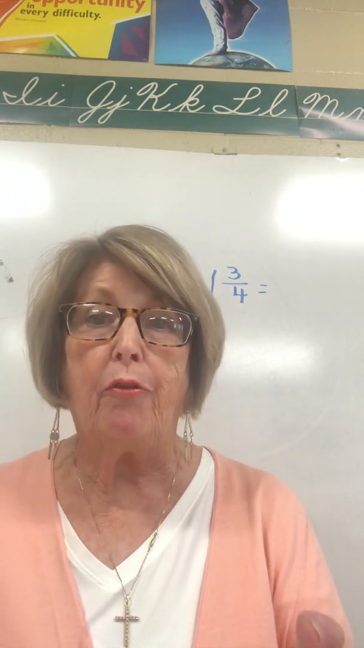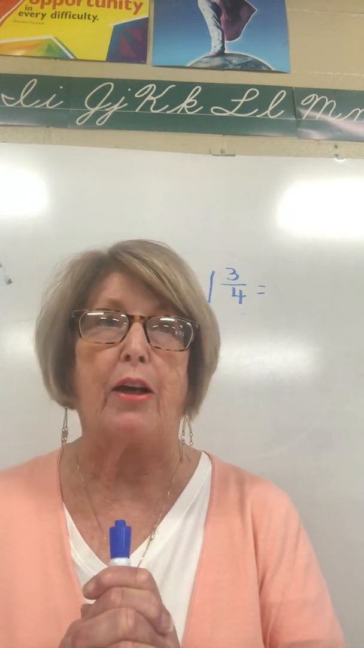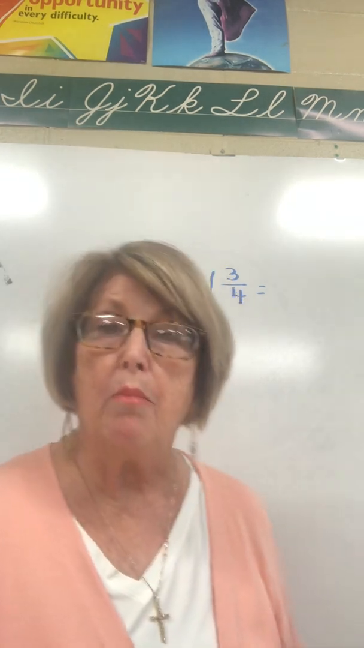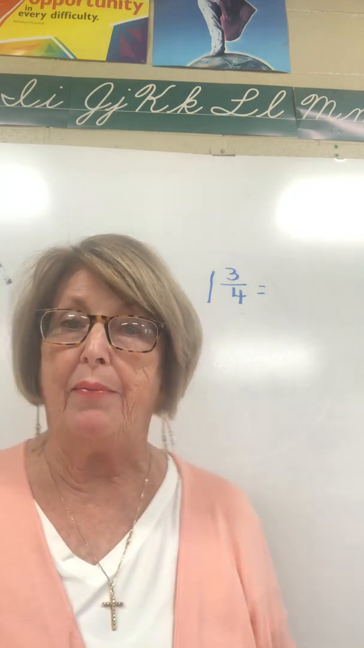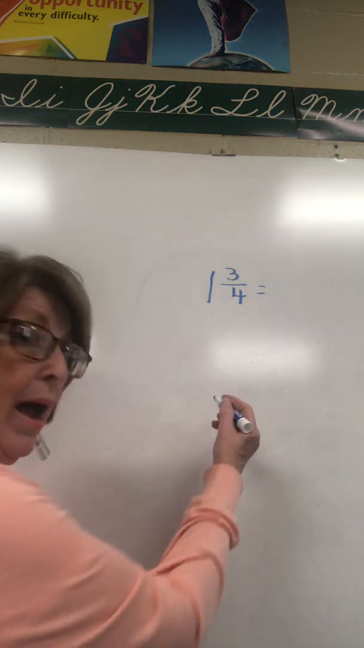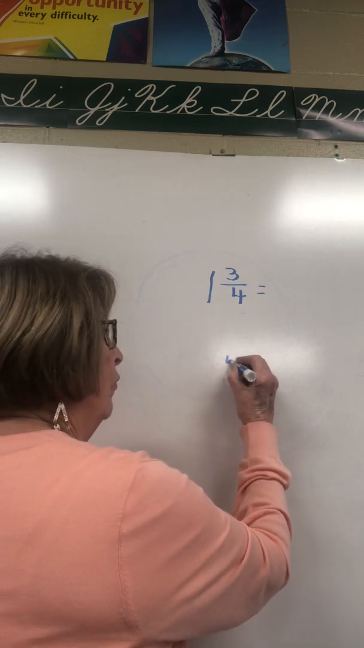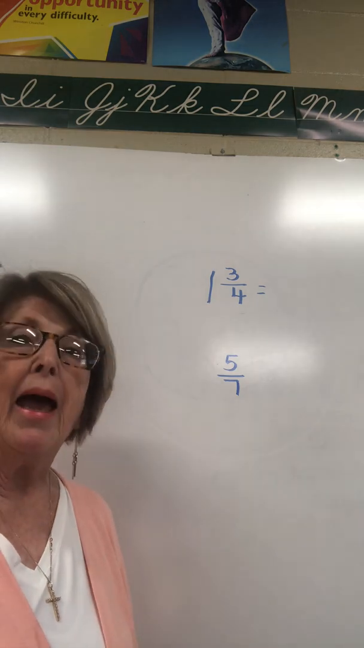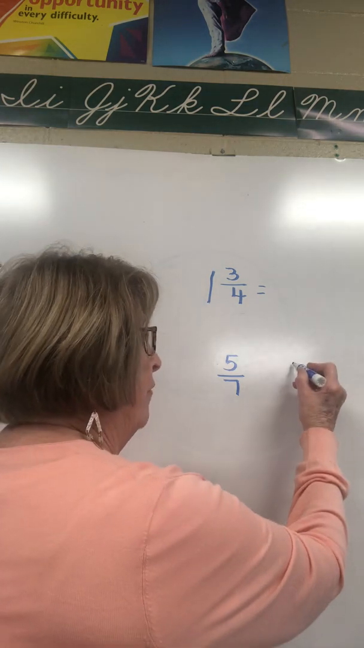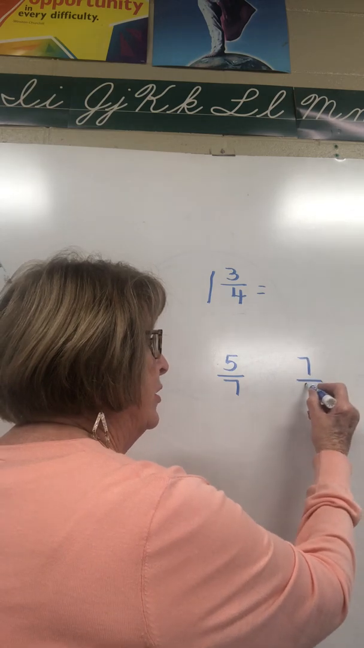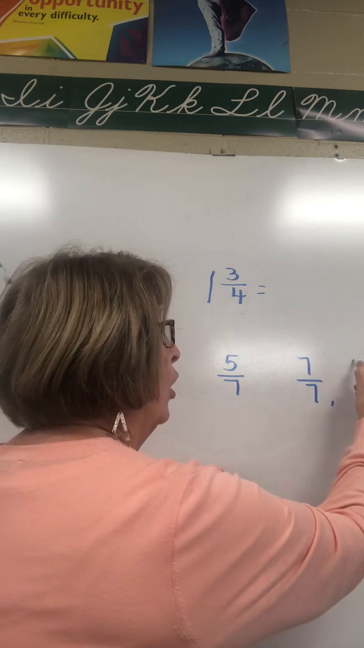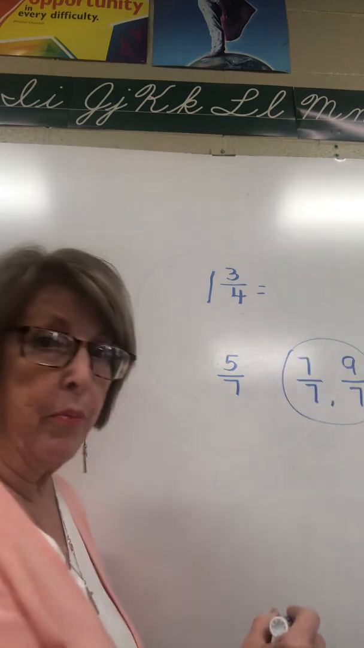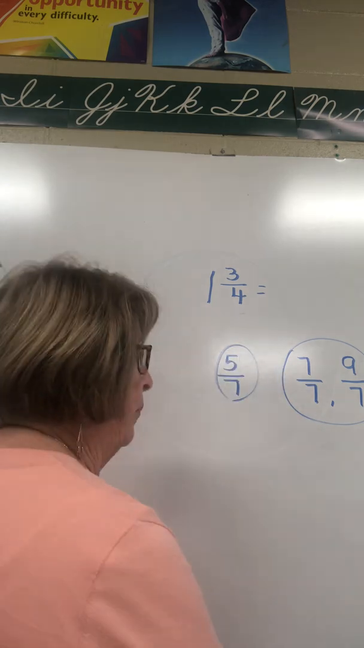Remember that we have two kinds of fractions, proper and improper. A proper fraction is when the numerator is smaller than the denominator. Like if I wrote 5/7, that would be a proper fraction. An improper fraction would be a fraction whose numerator is the same as or larger than the denominator. So these would be improper fractions. This would be a proper fraction.